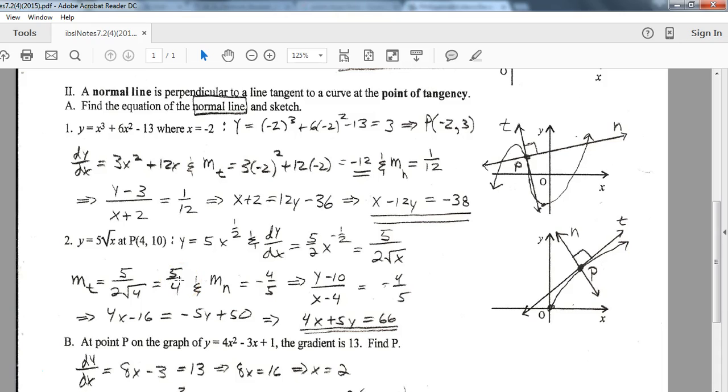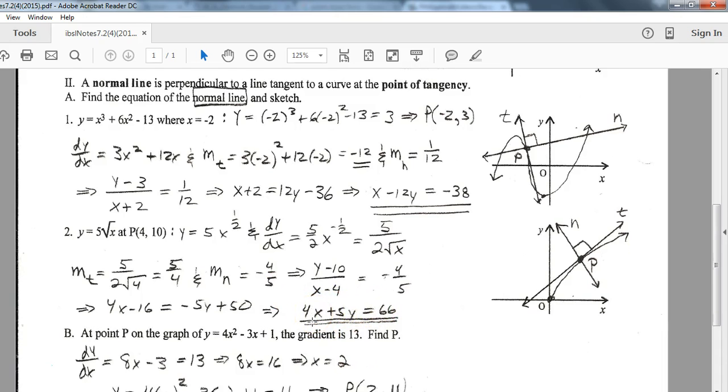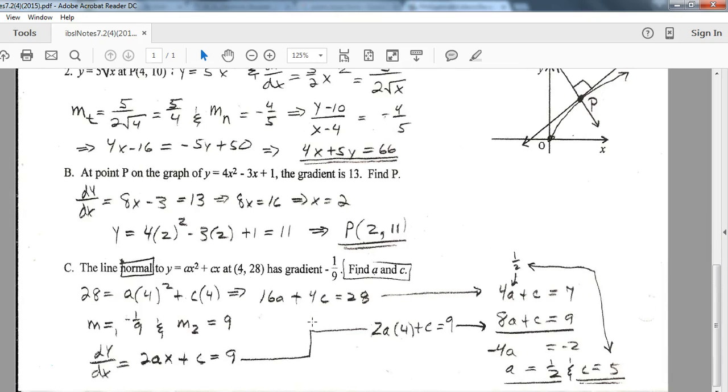Because I am finding the normal, then I got to do the opposite reciprocal slope for my answer. So now I can go through with a point slope process with this as my slope in order to come out with my answer. And again, here's just one way of writing that answer, but just follow directions. For part B, this one's a little different because now they're telling you the slope. So we know the gradient is 13.